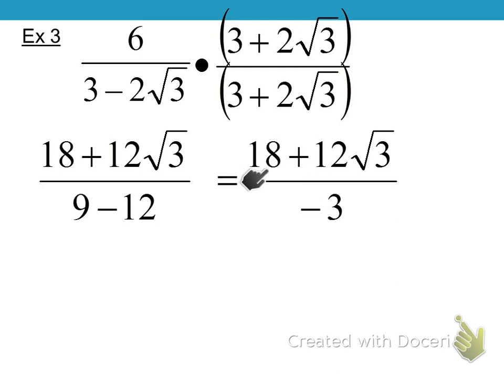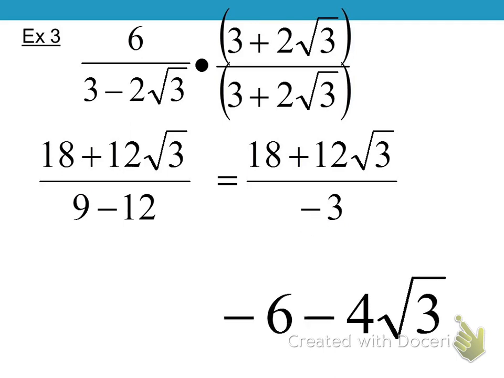If every number up top that's outside the radical, each term is divisible by the number in the denominator, you can go ahead and divide them. So 18 divided by negative 3 is negative 6. 12 square root 3 divided by negative 3 is minus 4 square root 3.